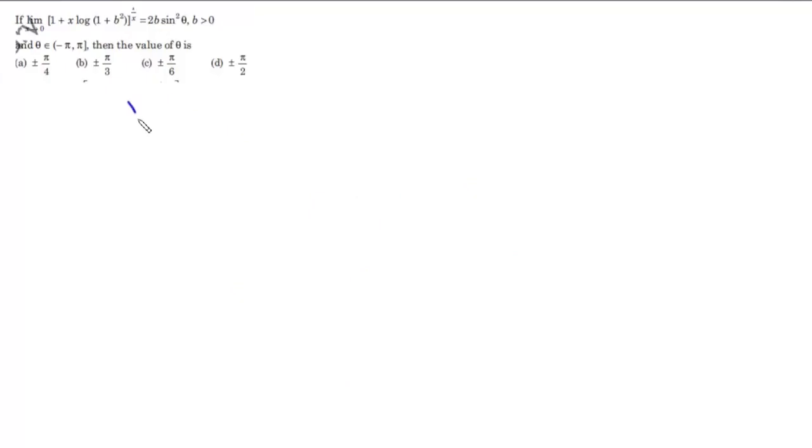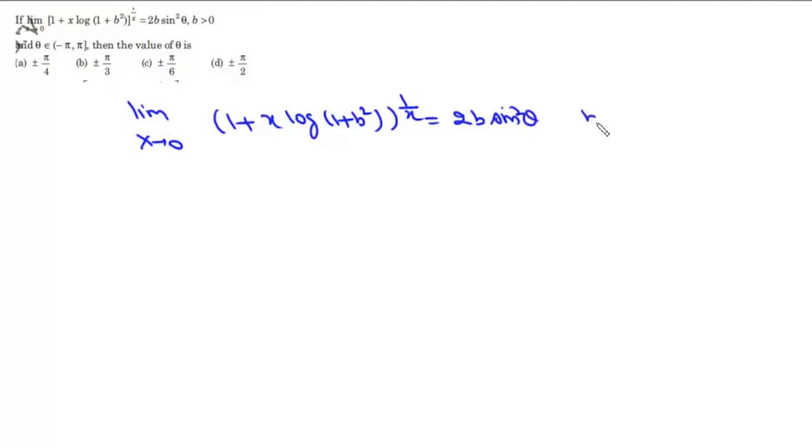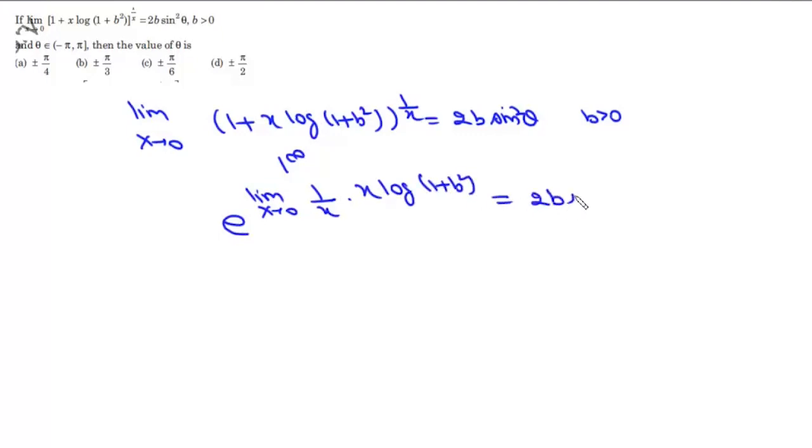Now the question is, we are given this limit: x tends to 0, (1 + x log(1 + b square)) to the power 1 by x, it is 2b sine square theta, where b is greater than 0. Now this is 1 to the power infinite form. We'll use the shortcut, so it will be e to the power limit x tends to 0, 1 by x, and then x log(1 + b square), and it is equal to 2b sine square theta. Now x and x will cancel.